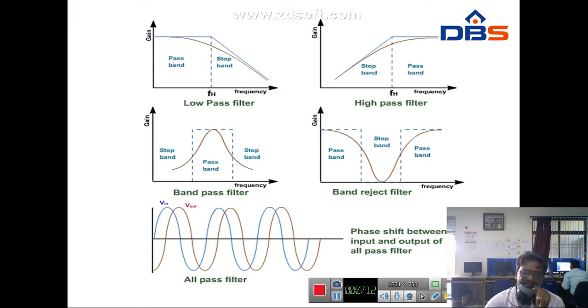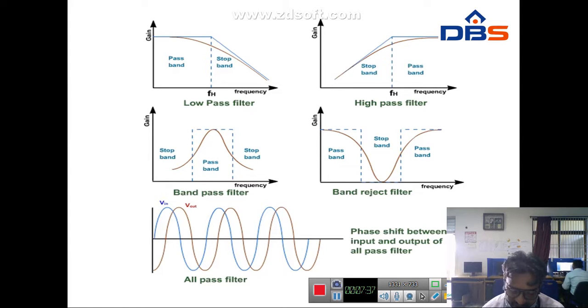That means you can consider any type of filter, either low pass filter or high pass or band pass or the band reject filter. Here in this response, whatever the blue color indicates is the ideal filter characteristics or ideal filter response. The brown color indicates the practical filter response.